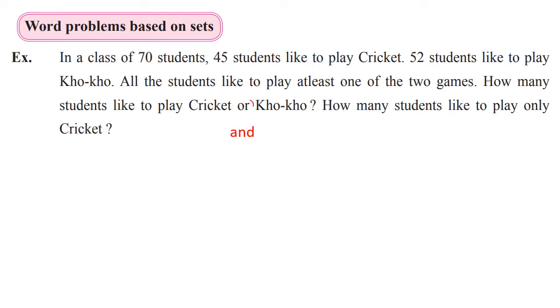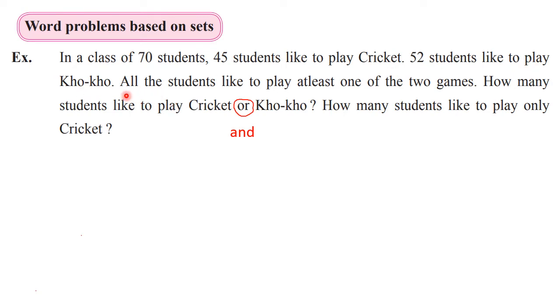Okay, so here this word, there is a mistake here. So please take a note of this. It should be "and" not "or". Why it is so, that I will explain to you. See, the class is of 70 students. Out of that, 45 students like to play cricket and 52 students like to play kho.